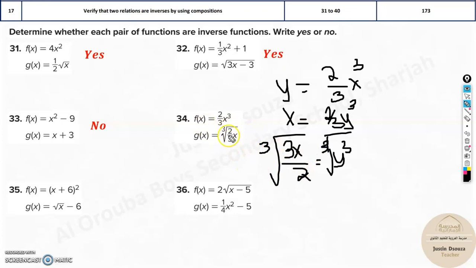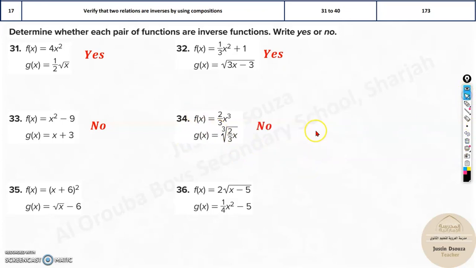Is it the same? No, here it is 2 by 3 x. Over here it's 3 by 2. So the answer should be no. Let's just check. The answer is no. So that is how we do it. Very simple. All you need to do is simplify.